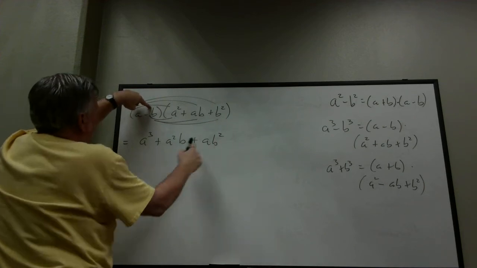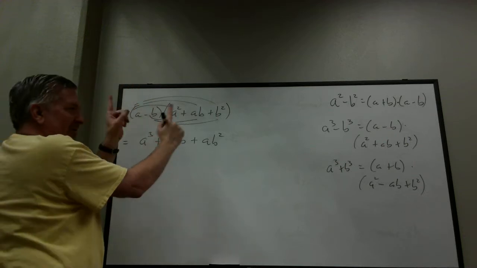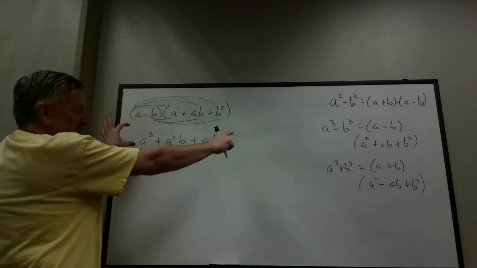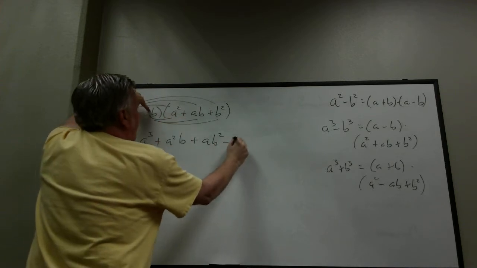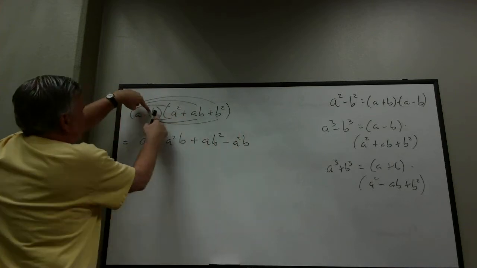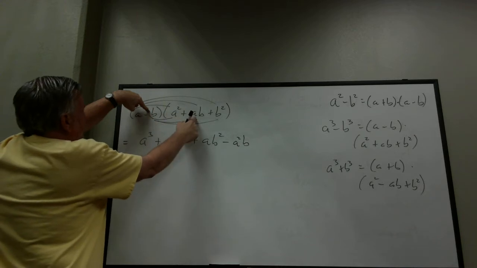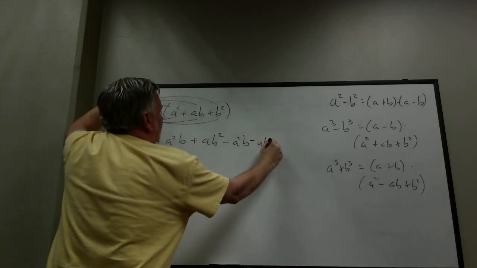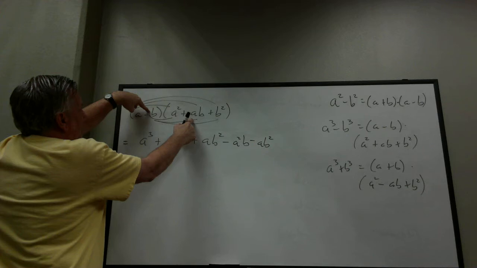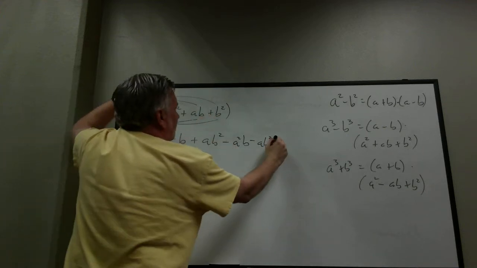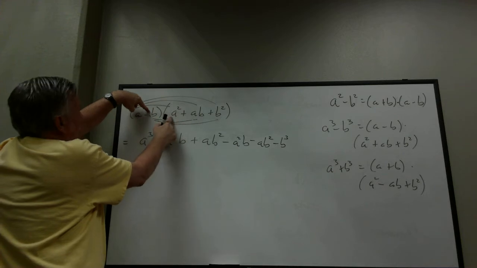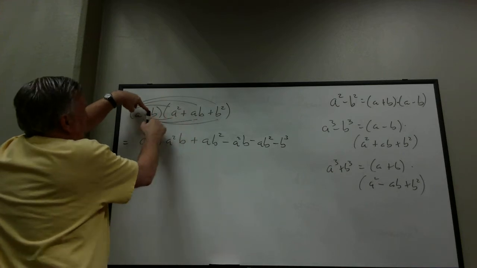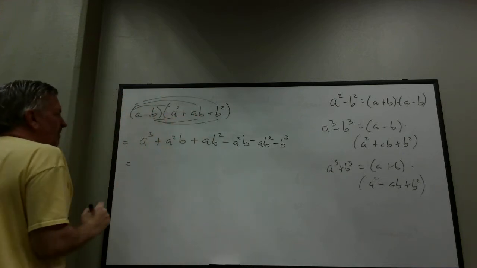I'm just going to continue here. And I'm writing the a in front of the b when I multiply, just so things will be in the same form. So negative b times a squared, that's minus a squared b. Negative b times ab, that's minus ab squared. And then negative b times b squared is minus b cubed. Let me check myself. So minus a squared b minus ab squared minus b cubed.